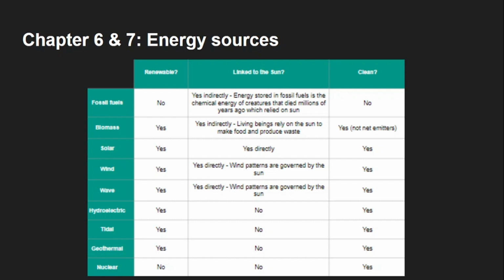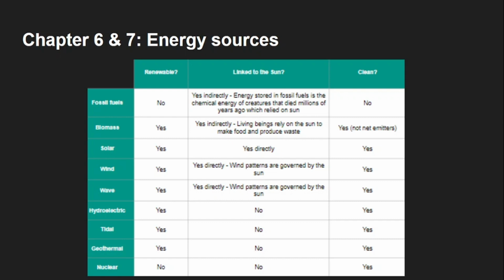Yes, as long as the sun is there, we'll have solar. It's linked directly to the sun, and it is a clean source of energy. Wind, yes, it's a renewable form of energy. As long as the Earth is round, we will have wind and we will have waves. They're both similar like that because of the air currents that we have.